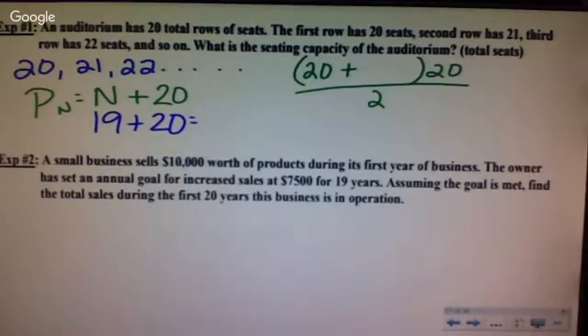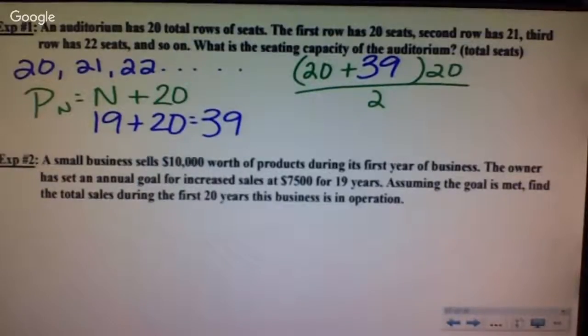How many are in that last row then? I've got 39 seats. So we plug in 39. Oh no, yeah. That's right. Plug that into your calculator. 39 plus 20. That's 59. 59 times 20. What's that?